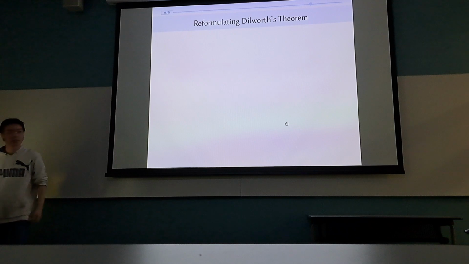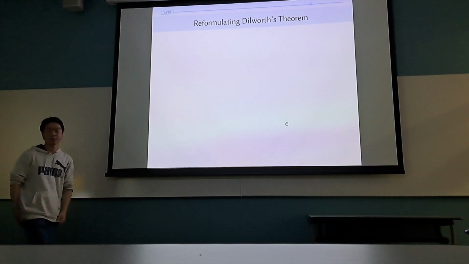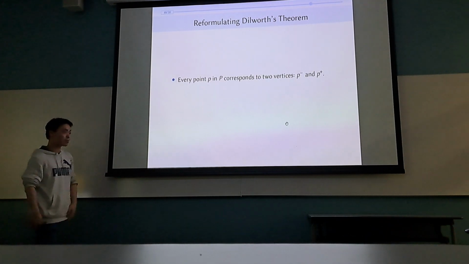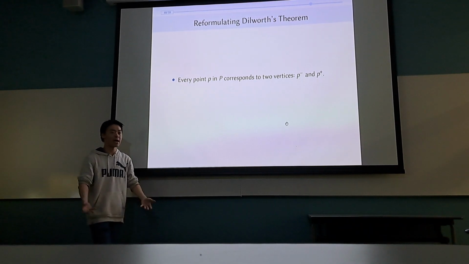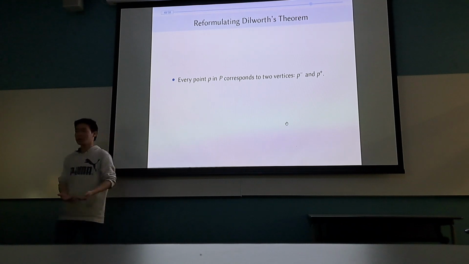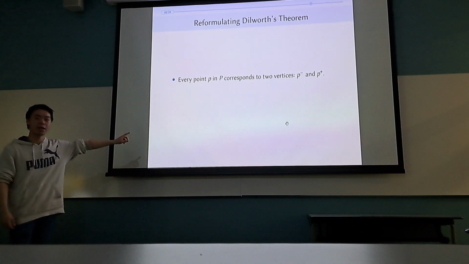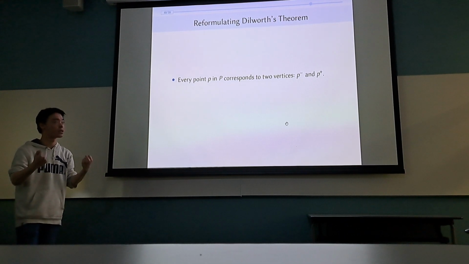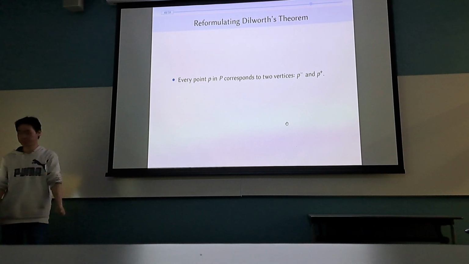Okay. Now what we're going to do is reformulate the theorem. Remember that with Dilworth's theorem, we have just a set of objects, and we have some sort of relation on these objects. What we're going to do is split every single point inside of my set into 2 separate vertices. We're going to call them P minus and P plus.